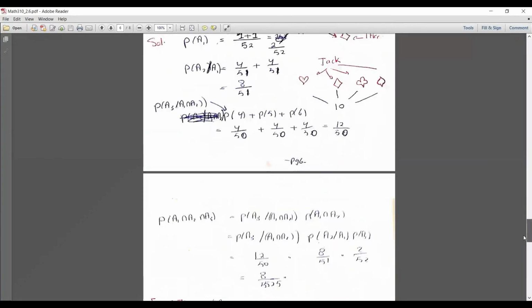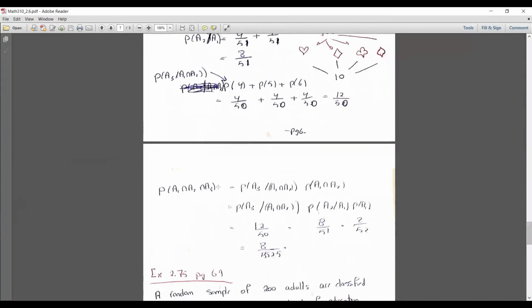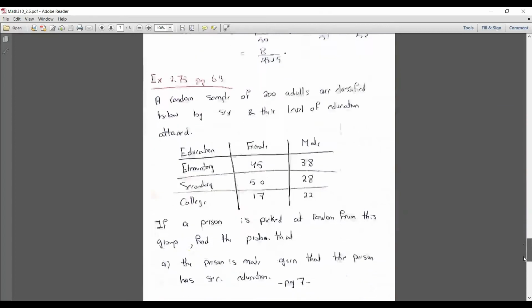Okay, guys, we put the answer. Now, what do we need to find? P of A1 intersect A2 intersect A3. Guys, how can we write it? P of A3 knowing A1 intersect A2 times P of A1 intersect A2. Again, P of A3 knowing A1 intersect A2, we know its answer. And this one, P of A1 intersect A2, it's P of A2 knowing A1 times P of A1, we know its answer. So we're going to get this one as our final answer.